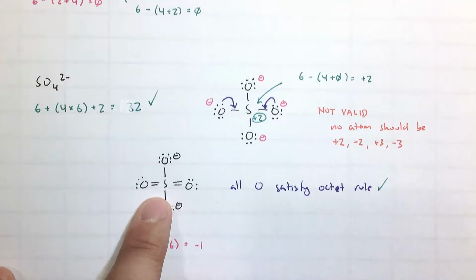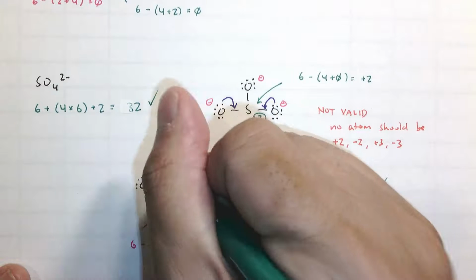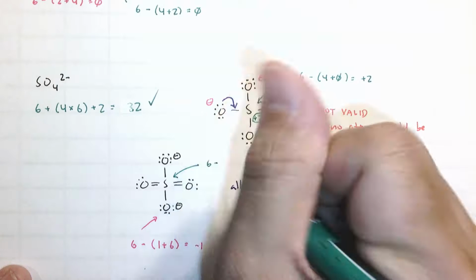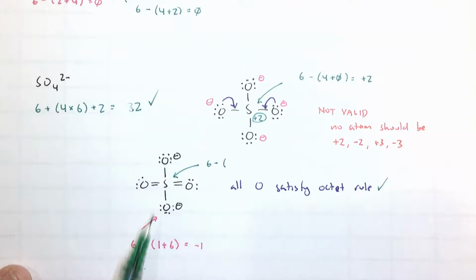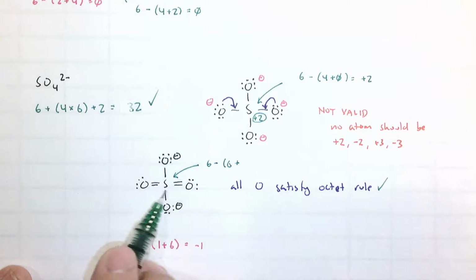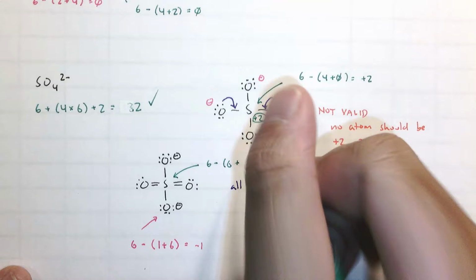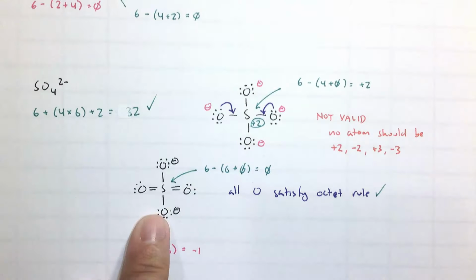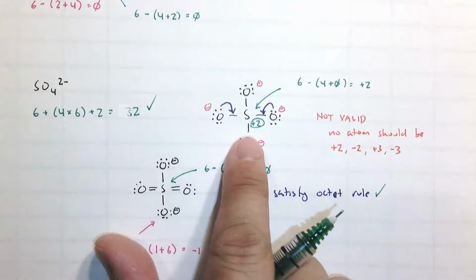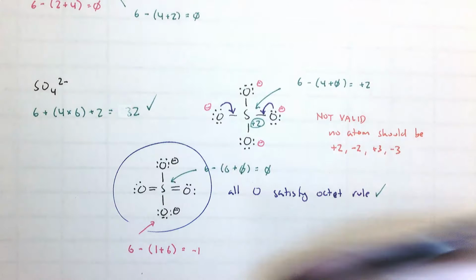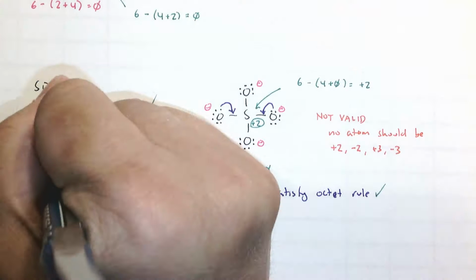The sulfur does not, but again, the sulfur can have an expanded octet. I just want to double check the charge. 6 minus, how many sticks do I have? 1, 2, 3, 4, 5, 6. How many balls, baseballs? 0. Sulfur is neutral. Much better than having sulfur be 2 plus. This is the valid Lewis structure.